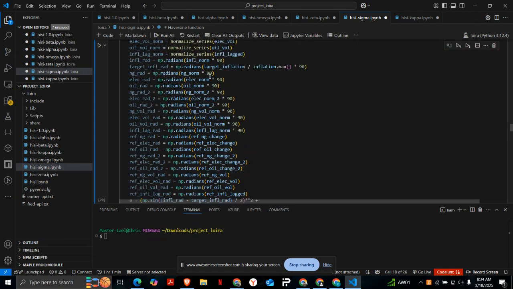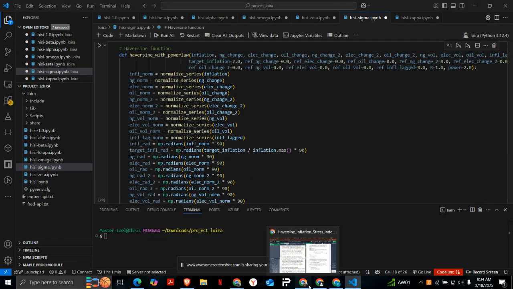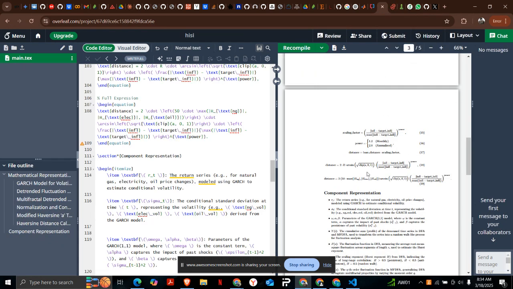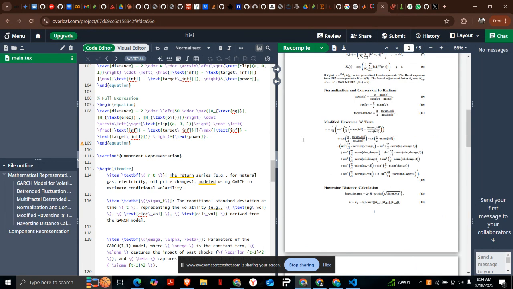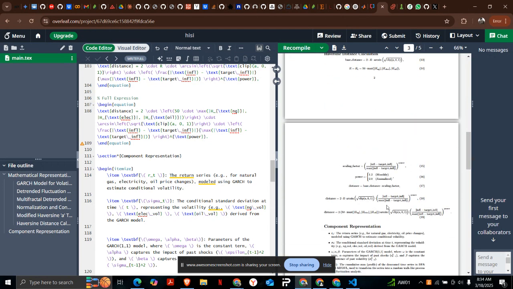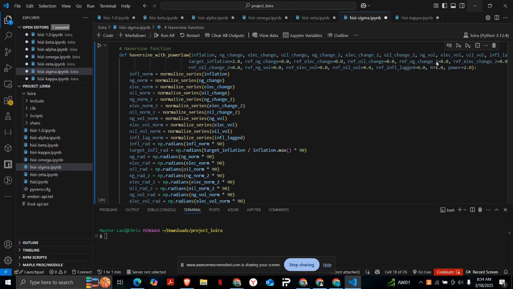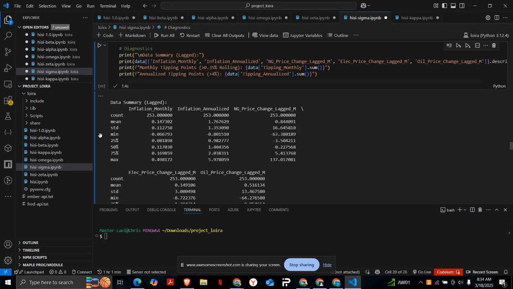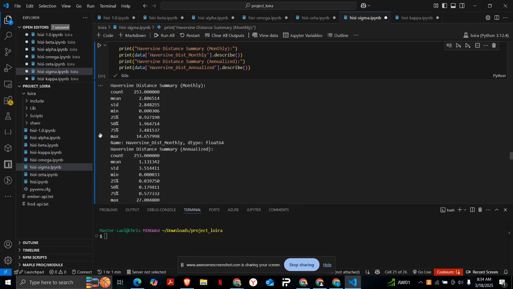It looks lengthy, but it is basically just this value for A, and then we wind up calculating the Haversine distance right there. Okay, so then we proceed, calculating the Haversine distance. This is just a summary of the lagged values, and then the Haversine distance summary.